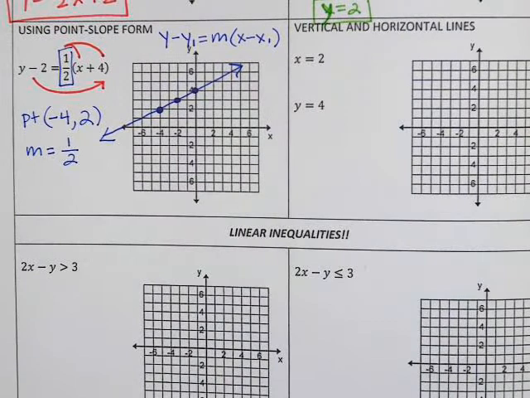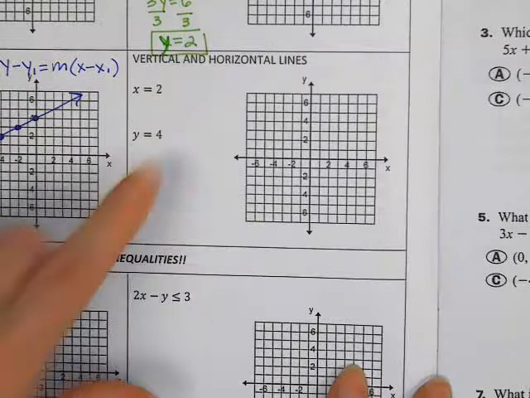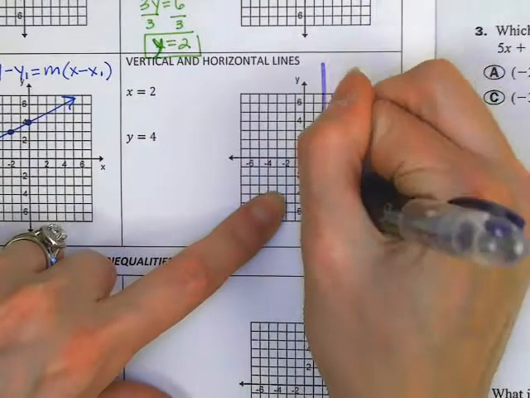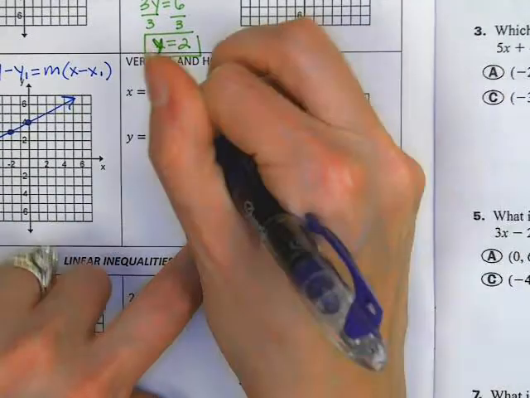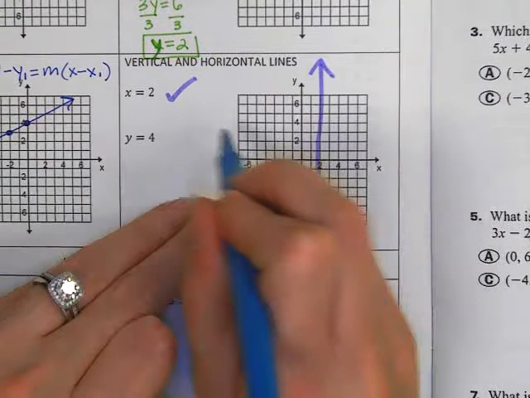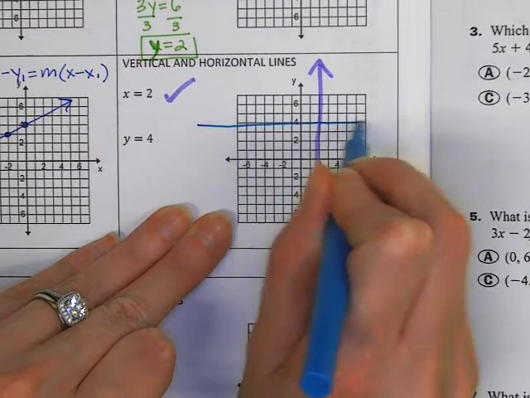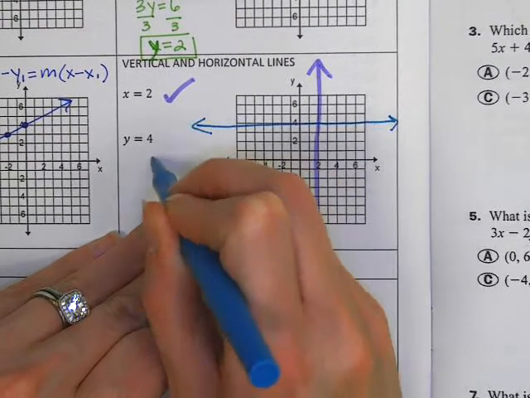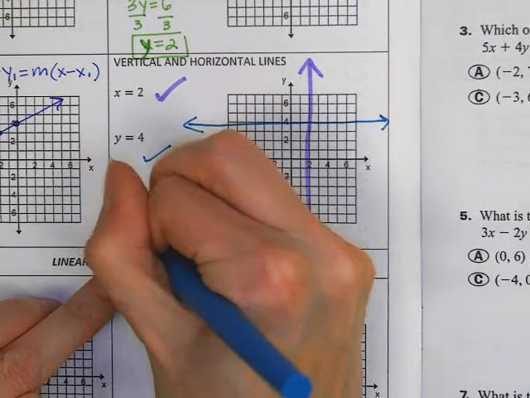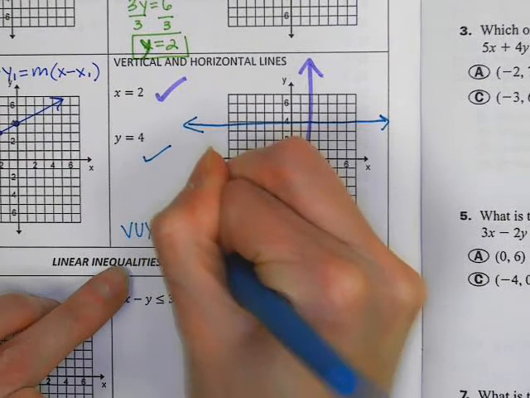All right, then our good old friends, vertical and horizontal lines. If it's x equals 2, it's a vertical line through 2. And if it's y equals 4, it's a horizontal line through 4. Okay, so I'll write that down. Like you don't know that yet.